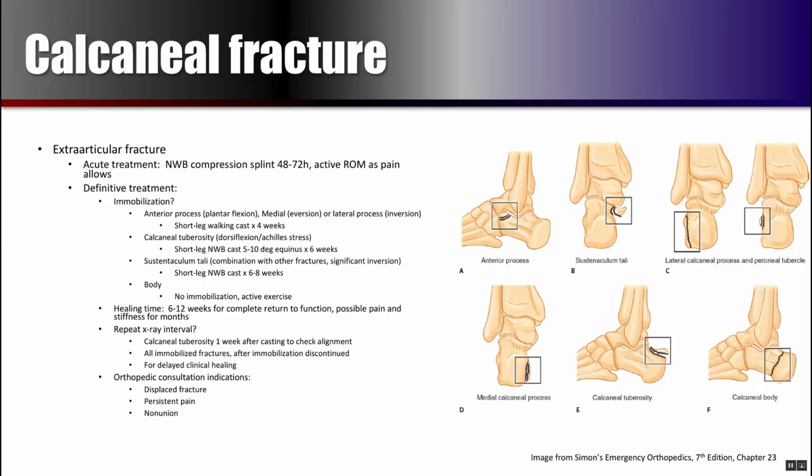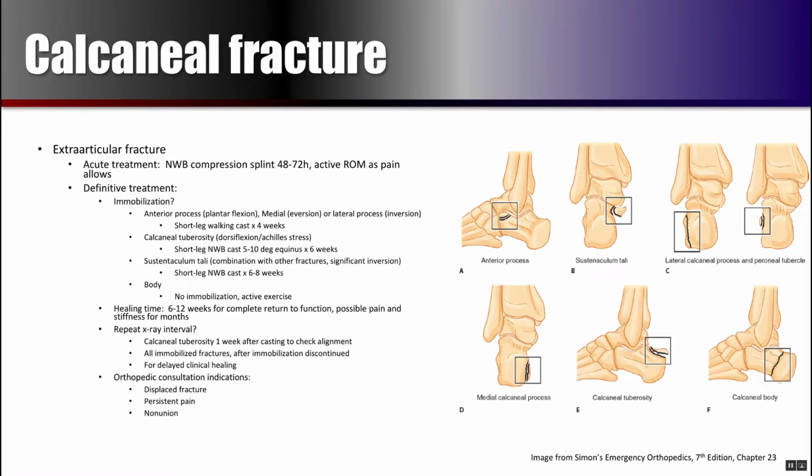A sustentaculum tali fracture is typically combined with other fractures and involves significant inversion, as you can see in image B on the right. And this immobilization would involve a short leg non-weight-bearing cast for 6 to 8 weeks. And finally, a body fracture of the calcaneus does not require immobilization, and active functional progression is sufficient. And this is image F. Healing time is typically 6 to 12 weeks for complete return to function, but it's possible that pain and stiffness continue for months.